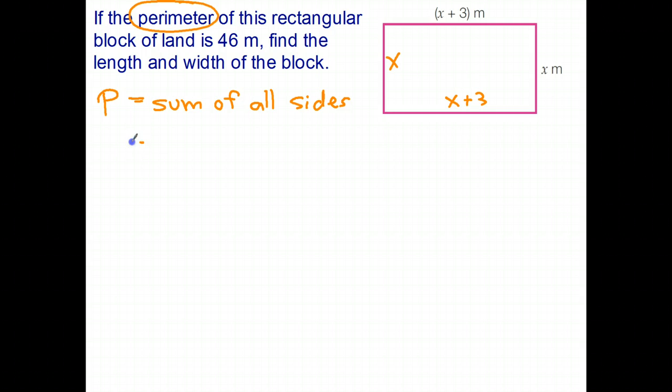So knowing that the perimeter is the sum of all sides, and in this case, I probably don't have to define a variable because it's given in the diagram. I can just say that that is x plus 3 plus x plus 3. And we know that the perimeter actually has a total length of 46 meters. And there's our equation. 46 equals x plus 3 plus x plus 3. So once again, add like terms and solve the equation.